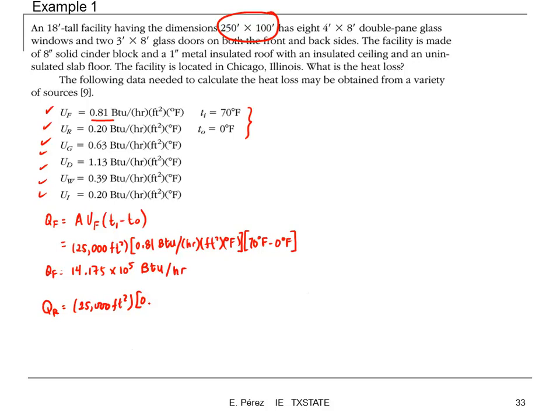times 0.2 BTU per hour feet square Fahrenheit. Zero 0.95 times 10 to the 5 BTU per hour.